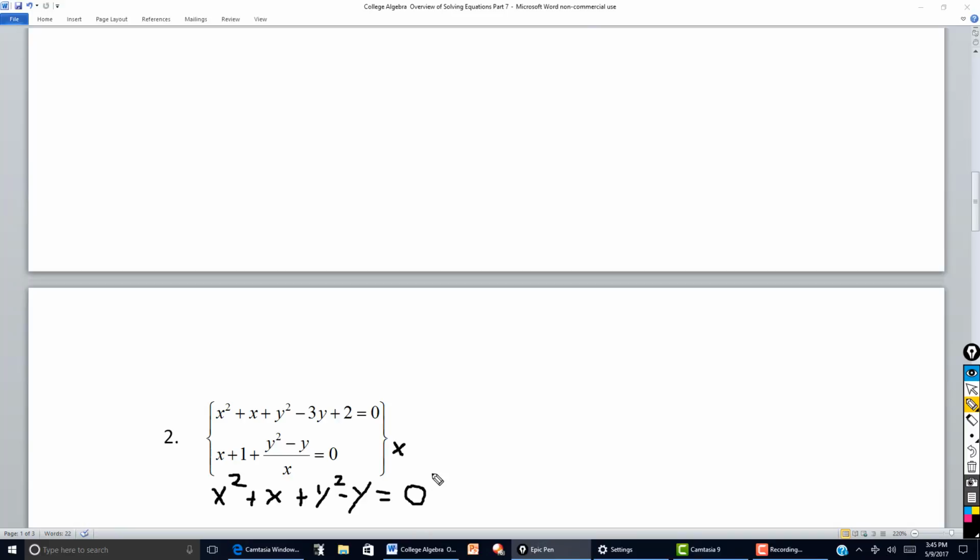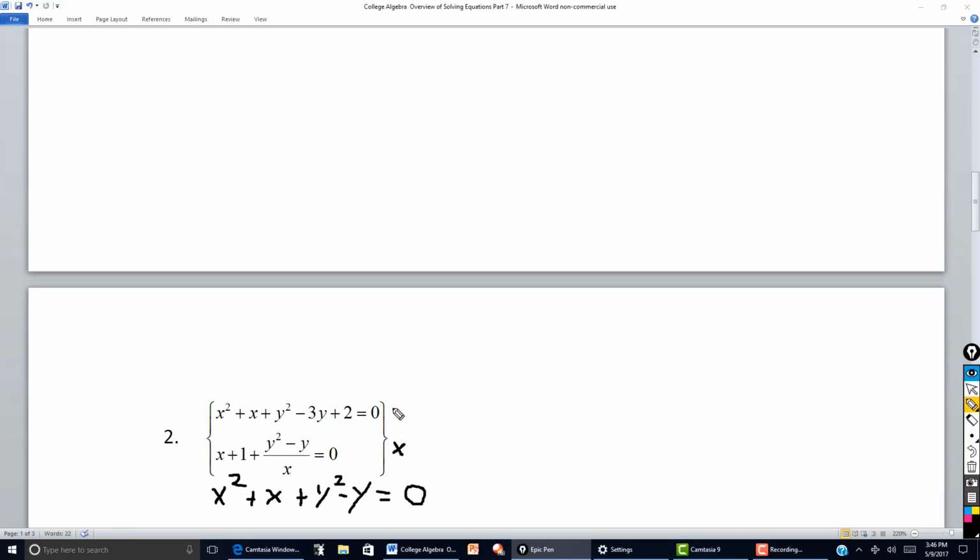Okay, so remember, my objective is always to try to simplify the two equations by adding the two equations, or multiplying one of the equations by something, or both equations by something, in order to cancel one or more variables when I add them. So now the second equation becomes x squared plus x plus y squared minus y equal to 0. Okay, so you can see that the first one has an x squared and a y squared.